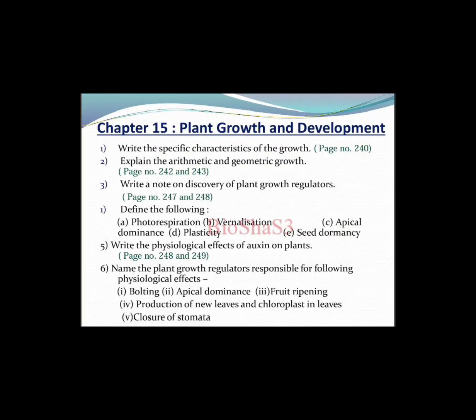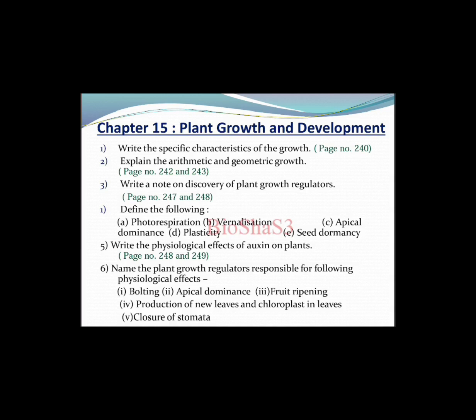Next, chapter 15, plant growth and development. So the main important question here is, write the specific characteristics of growth. Then second, explain arithmetic and geometric growth. Again you have to refer to the graph, what is arithmetic and how geometric growth happens. You have to draw the graph and then you have to explain the answer.